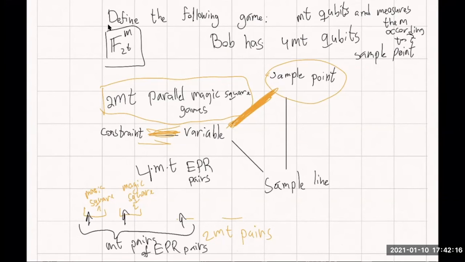And the way we force him to do it is exactly how Guy said. We check that it is consistent with Alice's answers. And Alice wants to answer according to these exact measurements because she wants to win the magic square game. She doesn't know whether she's playing the magic square game or playing against this sample point game. So Bob must be consistent with it.